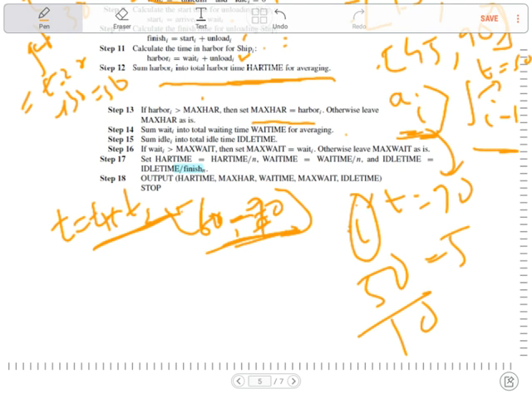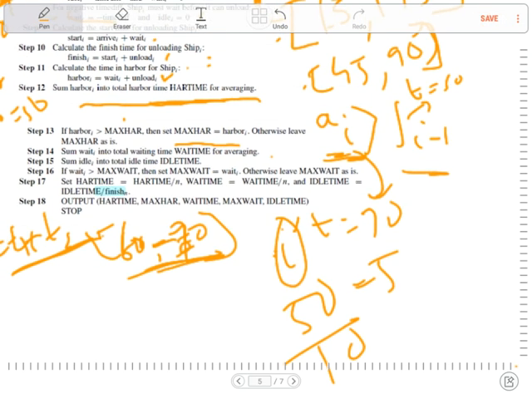So suppose after ship 1, ship 2 is arriving, so at I equal to 2 you get this wait 2 to be, say, 20 minutes. Okay, so 20 minutes is greater than max wait, which was initially 0. So I will take max wait, I am writing mw in short, equal to 20.